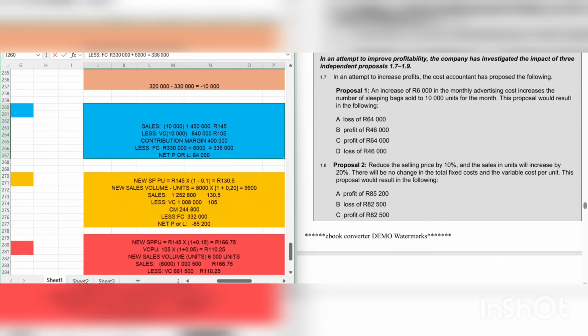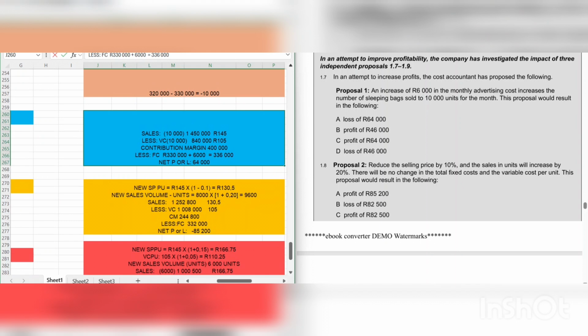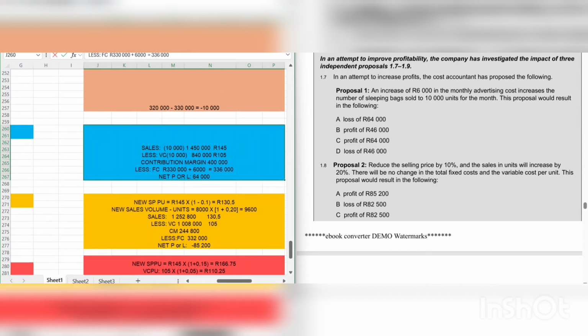First thing we're going to do is calculate your new selling price per unit. So you're going to take the original selling price of 145, and you have 1 minus 0.1. Why? Because it says reduce the selling price by 10%. Your selling price is already set at 100%, so when you're reducing it, you're minusing. All right, so 1 minus 0.1 and you times this, it's going to give you this value.